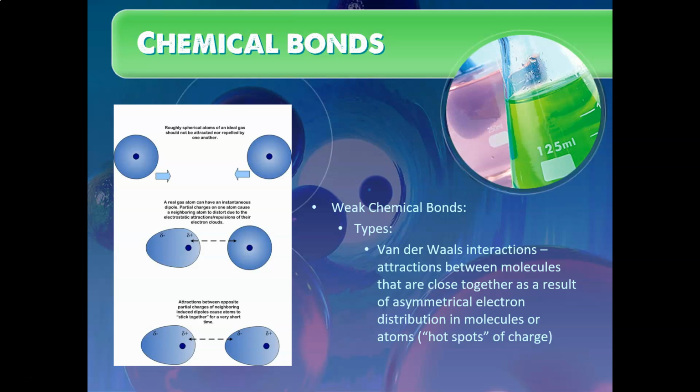And so you get these sort of temporary hotspot charges, an asymmetrical electron distribution within those molecules or those atoms. As a result, you get these sort of weak dipole moments, and that ends up allowing some of these molecules to stick together temporarily. Again, weaker than you would typically see even with a hydrogen bond.